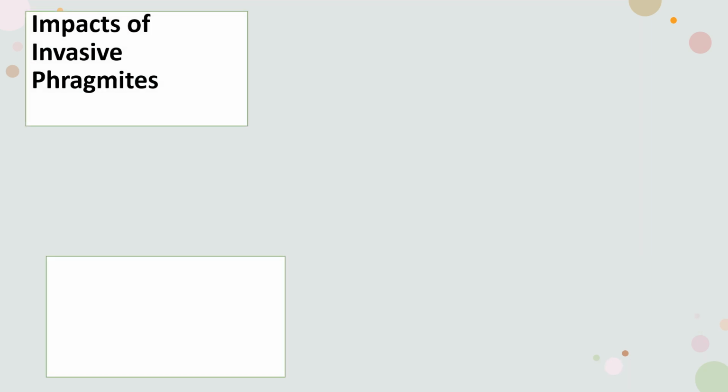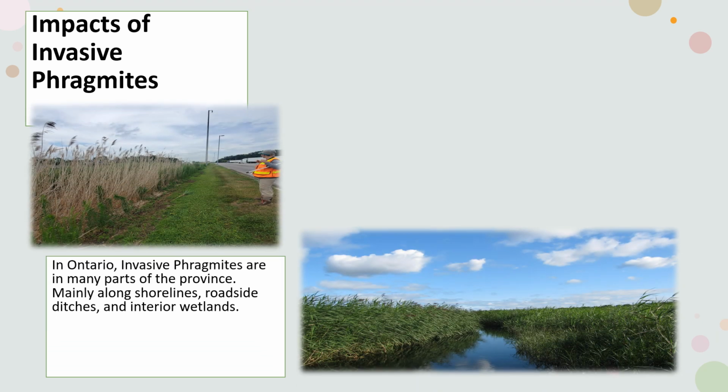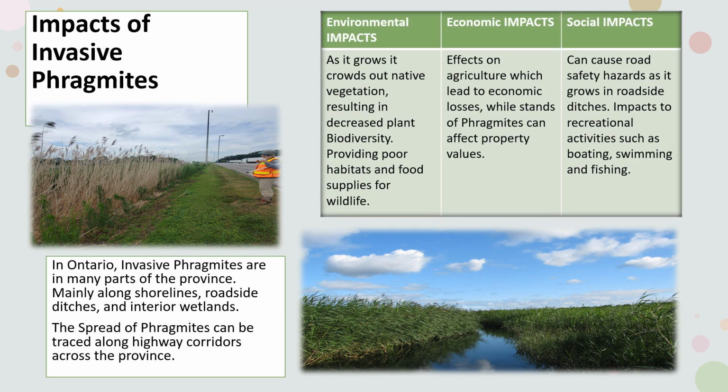The impacts of invasive Phragmites. In Ontario, invasive Phragmites are in many parts of the province, mainly along shorelines, roadside ditches, and interior wetlands. The spread of Phragmites can be traced along highway corridors across the province. Their environmental impacts are, as it grows, it crowds out native vegetation, resulting in decreased plant biodiversity, providing poor habitats and food supplies for wildlife.